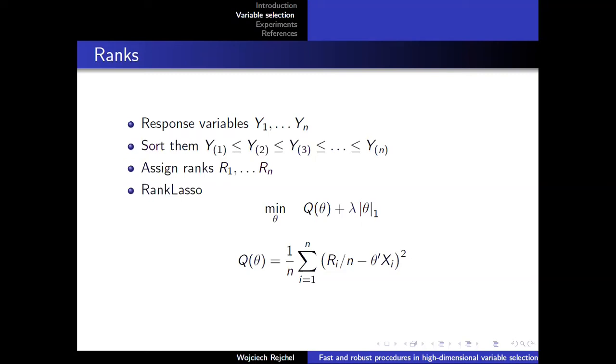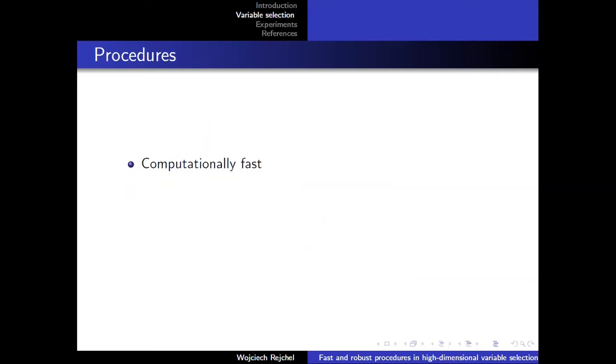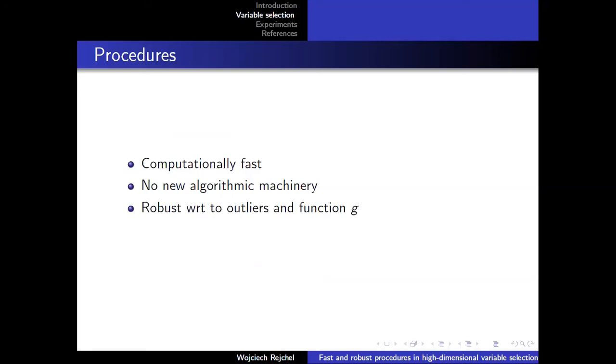So I think it's rather clear that this procedure is computationally fast. You do not need any new algorithms. You can use, for instance, the Lars algorithm or the glmnet package in R. So you can calculate this estimator very quickly. But this procedure is also robust with respect to outliers because we used ranks. And in the estimation process, we do not need the function g.